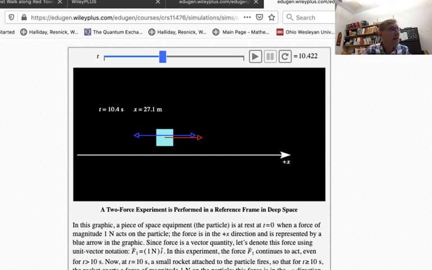So after 10 seconds, the net force is 0. So after 10 seconds, that velocity vector, the red arrow, had better not change. And you can observe that the red arrow no longer changes. So that's demonstrating for you Newton's first law. When the net force is equal to 0, the velocity cannot change. That's the key takeaway from Newton's first law.